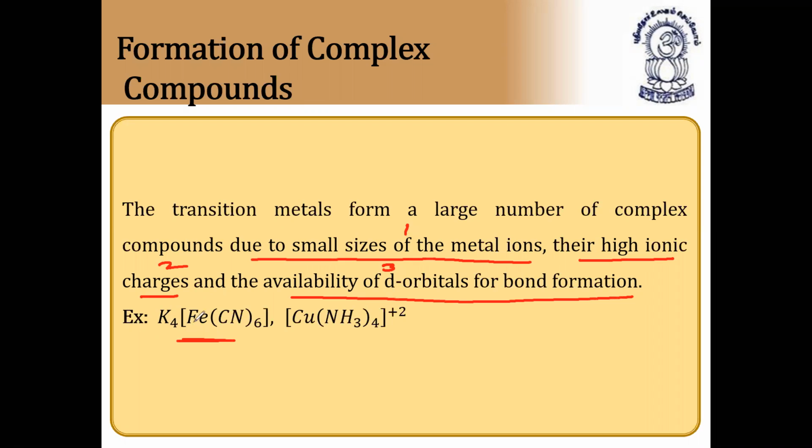Example, you can see here potassium hexacyanoferrate. So this is potassium ferrocyanide. The complex name is potassium hexacyanoferrate(II). The oxidation state of iron is plus 2 here. And for copper, it is plus 2 again because it is given already as plus 2. So tetraamminecopper(II). The name of this compound is tetraamminecopper(II).